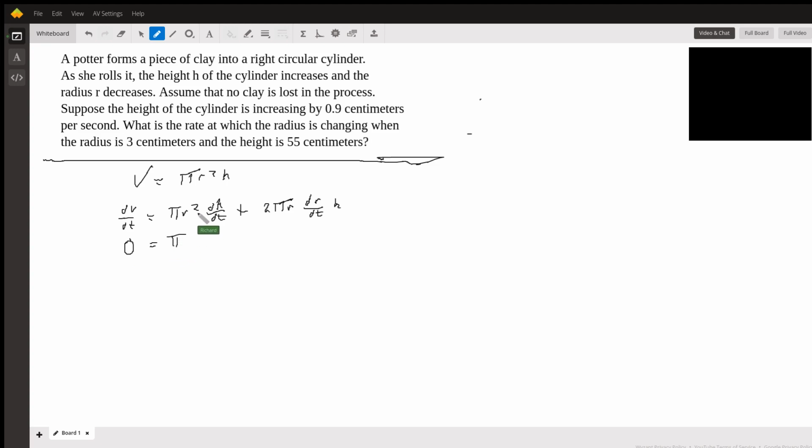So we're told that the radius is 3. So this is going to be 3 squared. And we're told that the height is increasing by 0.9 centimeters per second. So that's dh/dt, 0.9 here, plus 2 pi. We're told that the radius is 3 times the height. I'll put the height in here, so it's 55. And we're trying to solve for dr/dt, the rate at which the radius is changing when all this other stuff is going on. And that's it.